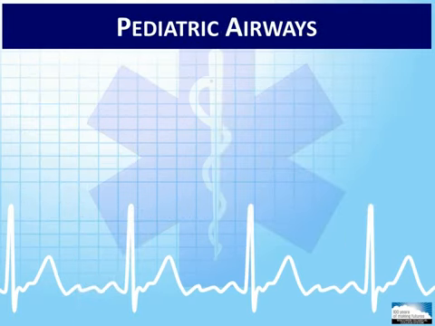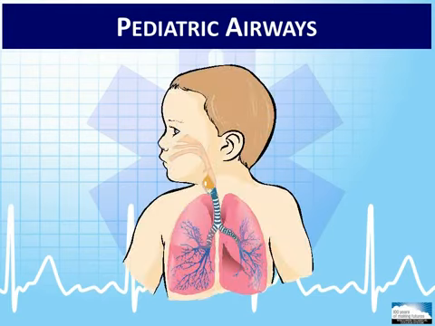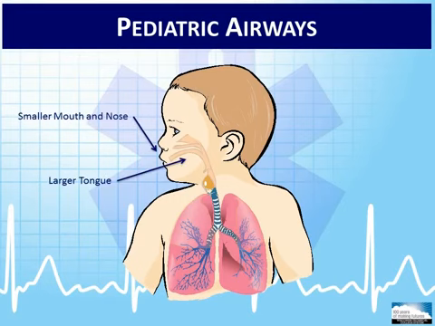As you will find throughout the course, not all patients are the same. This is especially true when discussing the respiratory system of a pediatric patient. When managing the airway of a pediatric patient, it is important to recognize the following differences in the pediatric airway. Mouth and nose are smaller. The tongue is proportionally larger, taking up more relative space in the oral cavity.